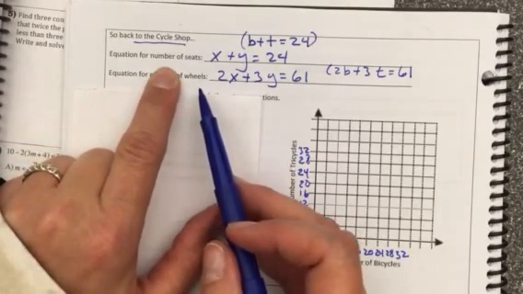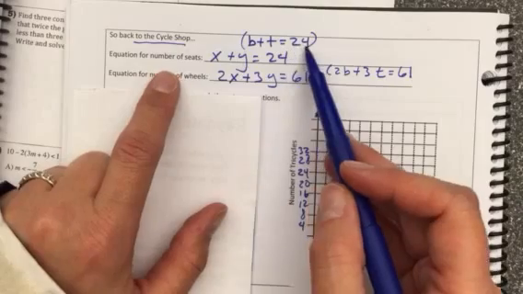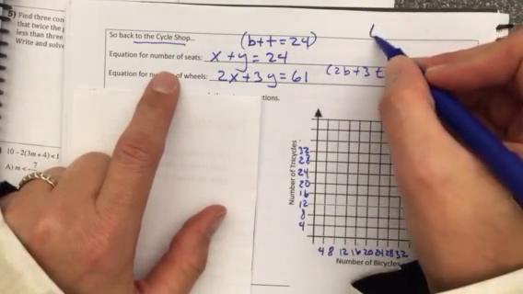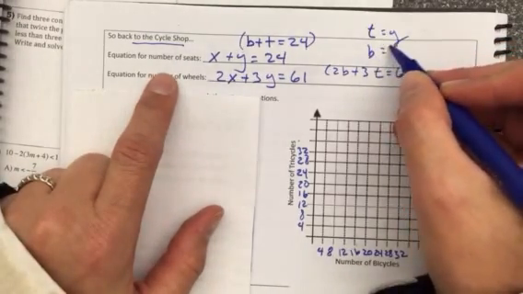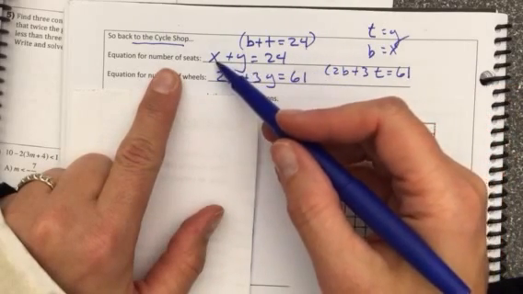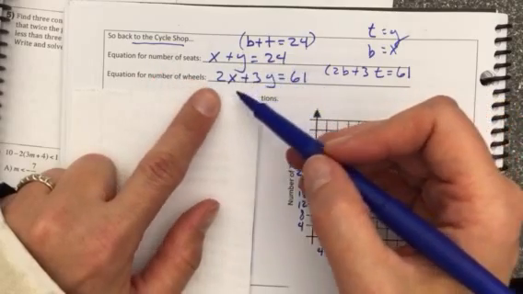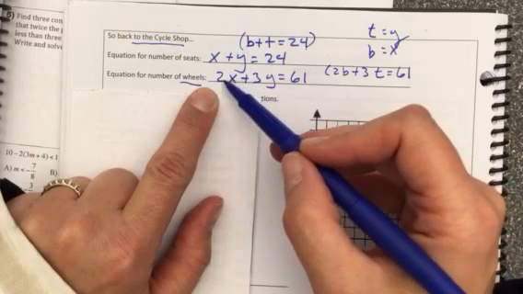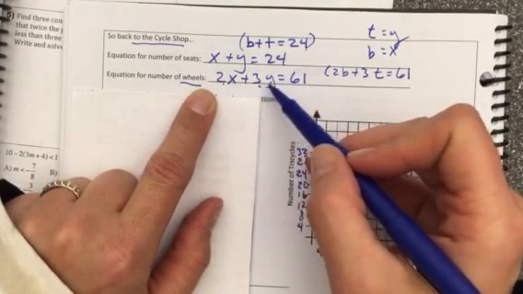The equation for the number of seats, remember it was B plus T, or bicycles plus tricycles, equals 24. So I know that tricycles is my Y value, and bicycles is my X value. So I'm going to use this formula, X, because there's one seat for every bicycle, plus Y equals 24, right? And then the number of wheels, well, a bicycle has 2 wheels, so the multiplier is 2. Tricycle has 3 wheels, so the multiplier is 3.